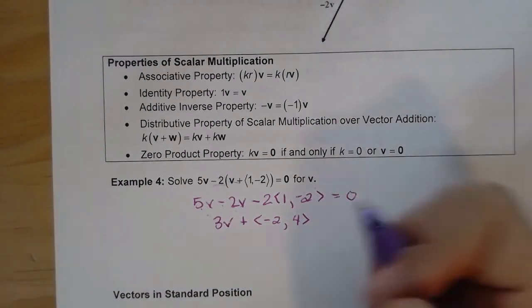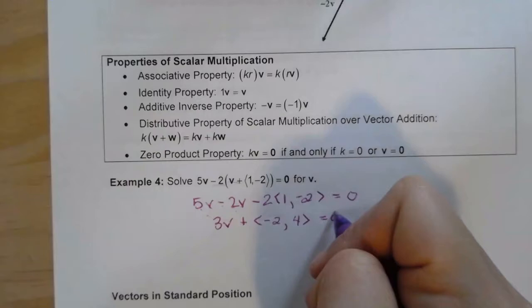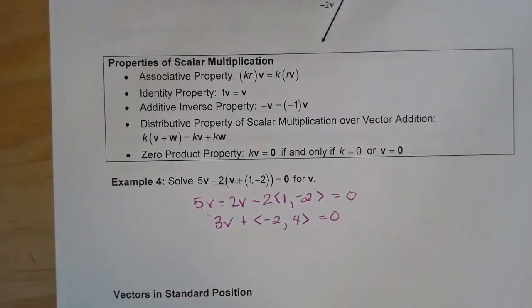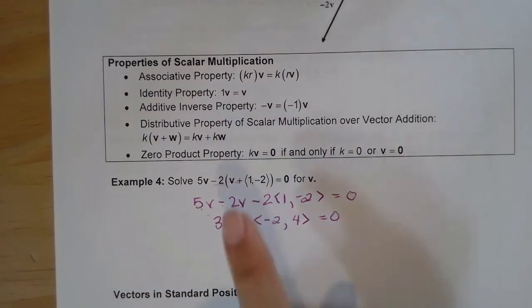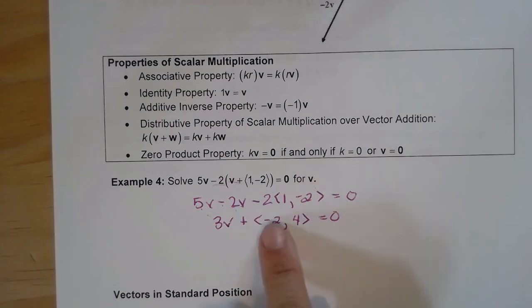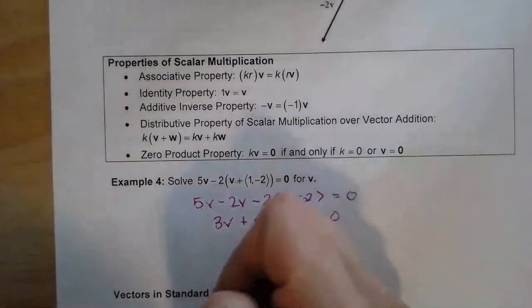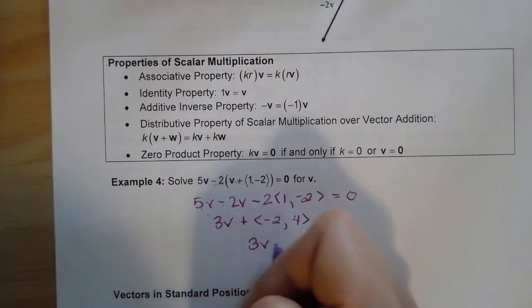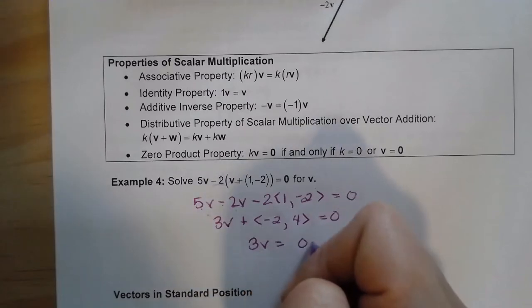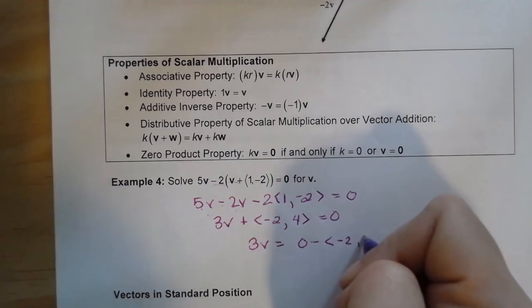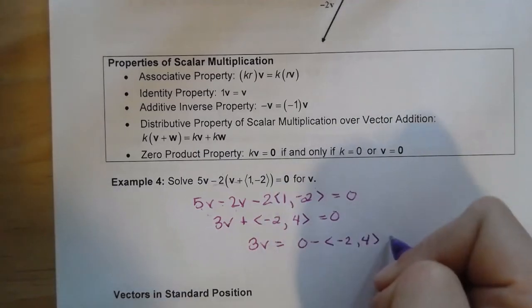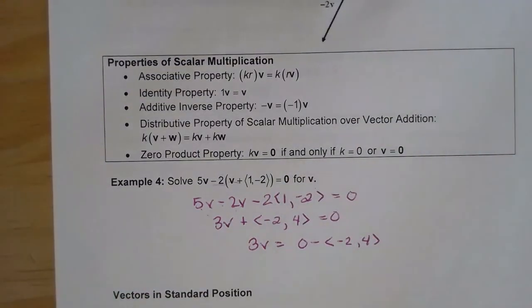Okay, now equals 0. Remember, the goal is to get v by itself. If this were normal numbers, we would subtract this from the other side. But I'm going to do exactly that. I'm going to subtract this vector to the other side. So I get 3v equals 0 minus vector negative 2, 4. I'm doing this, guys, because we know eventually we're going to distribute that negative out.